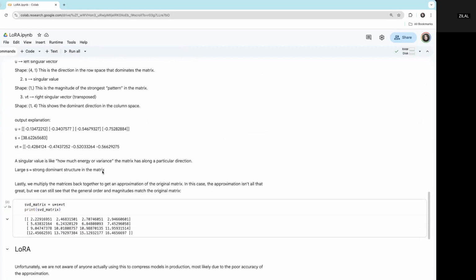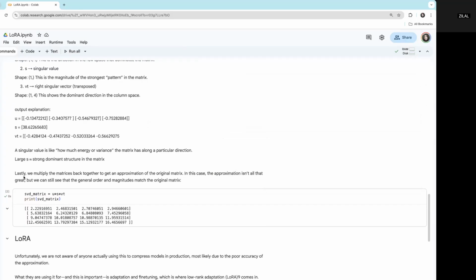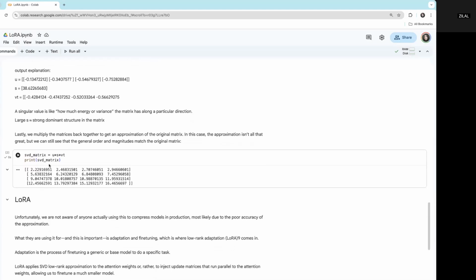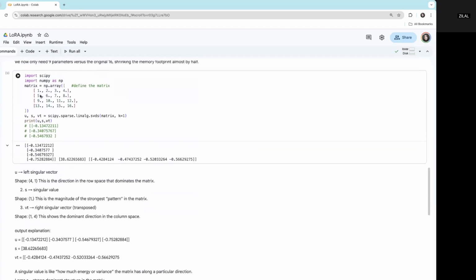So a singular value is like how much energy or variance the matrix has along a particular direction. Large S means strong dominant structure in the matrix. And finally, we multiply the matrices back together to get the original matrix. In this case, the approximation isn't all that great, as you can see. This is the original A, it's 2.2. Well, the original one is 1.